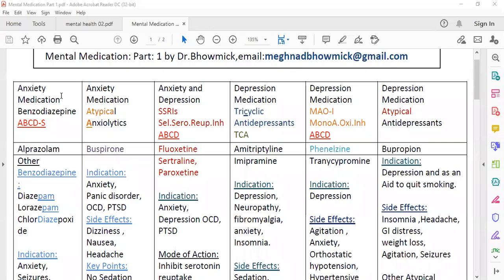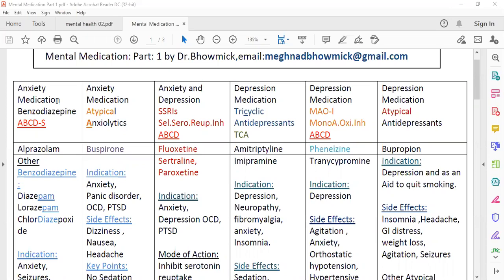So in this table, we are going to discuss an overview of psychiatric medication, or mental health medication, right? The first one is called anxiety medication, the benzodiazepines. Benzodiazepines, we use to treat anxiety, okay? There is a group of benzodiazepines we use as anxiolytics, right?